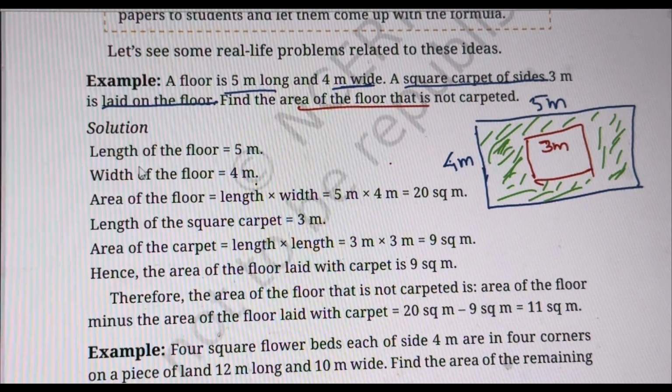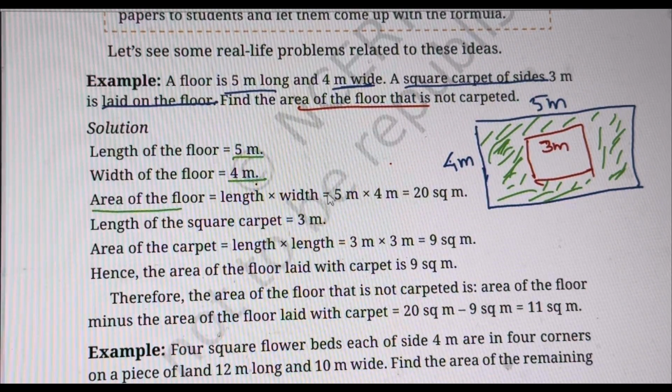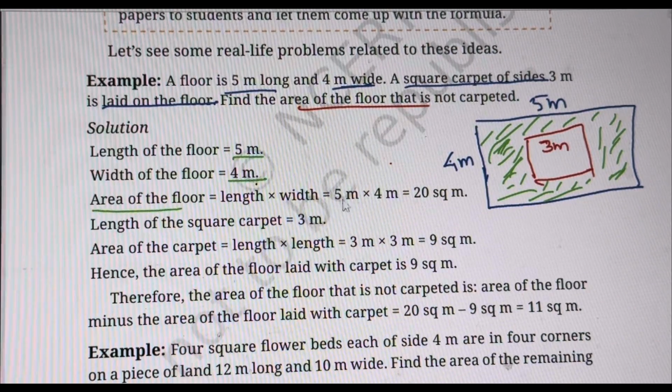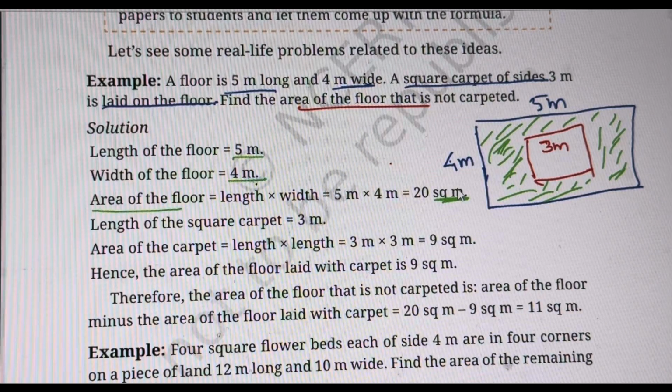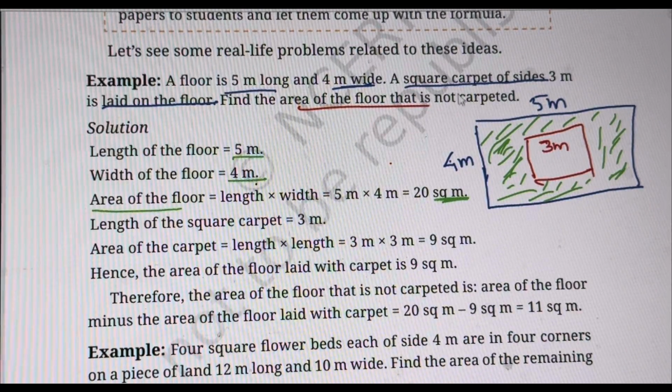So we write down the facts first. Length of the floor 5 meter, width of the floor 4 meter. Then we find out the area of the floor, which is L into B, width or breadth, whatever you take. So 5 into 4, that is 20 square meter. Now this is very important, square meter. In area, we write the unit as square meter, not just meter, unlike perimeter. Okay. So this is about the floor. So we have found out this blue portion.